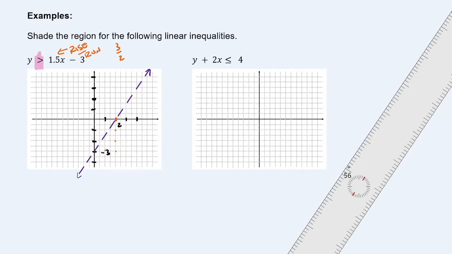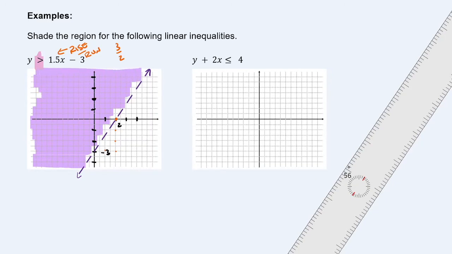So I can shade all of the area on my graph above the line there. I just use my little highlighter there and only shade up to the line. So then all that shaded region can satisfy my inequality.